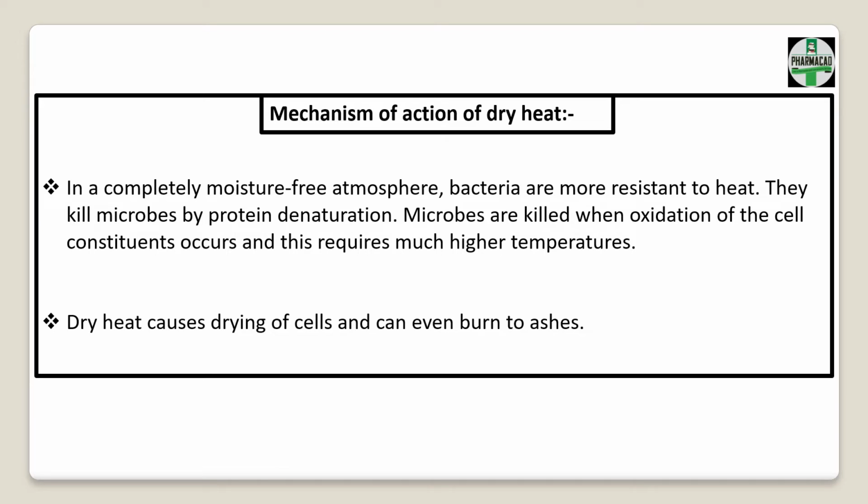In a completely moisture-free environment, bacteria are more resistant to heat because moisture is essential for the growth of bacteria. When moisture is not present, the bacterial cell will die. Dry heat kills microbes by protein denaturation, that is, by disrupting their original structures and making them non-functional. Then it kills the microbes when oxidation of the cell constituents occurs, and this requires higher temperature. That is why you will notice that dry heat works at temperatures of about 160, 170, 180, so that all these mechanisms take place. And dry heat sometimes causes drying of the cell and can even burn it to ashes.